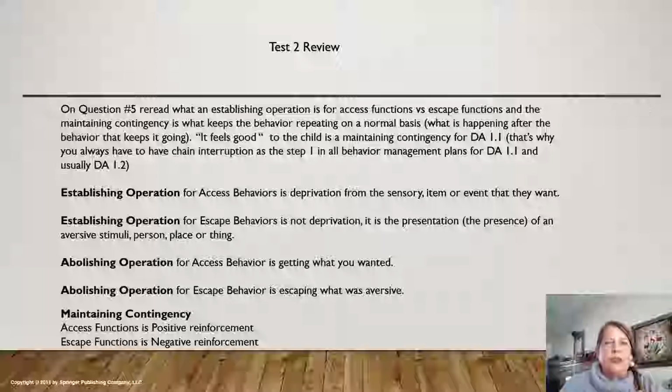So I just wanted to keep it real basic with you and help you understand that an establishing operation for access behaviors is deprivation. Whether it's a perceived deprivation or an actual feeling of deprivation, that's what's most important. So if it's a sensory stimulus or an item or an event that they feel deprived of, then that's the experience that makes them want to get that.